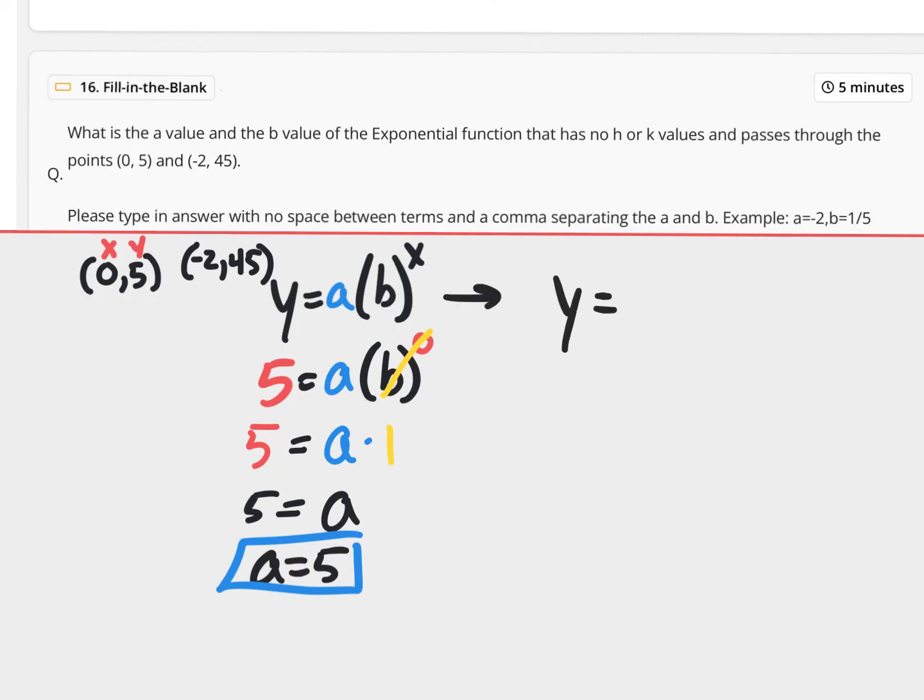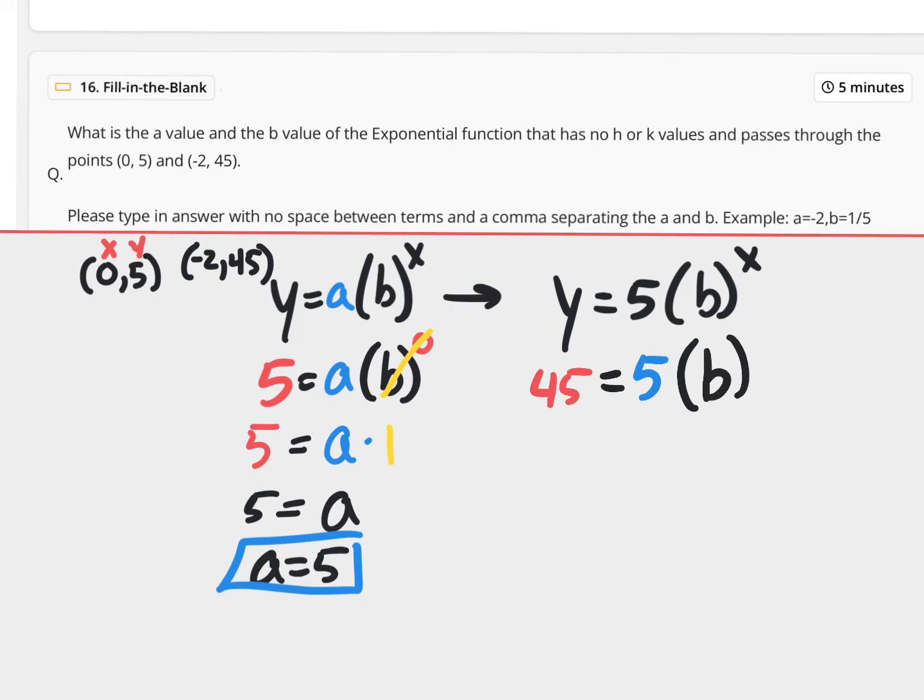We're going to have y equals 5(b)^x. And of course, we're going to be using the second coordinate. Negative 2 is the x value, so put that up there, negative 2. 45 is the y value, so put that right there in place of y. So we have 45 in place of y equals the a value that we just found, which was 5, times the b value, which we don't know, that's what we're solving for, to the x power, and of course x is negative 2. So in this case, we need to solve for b.